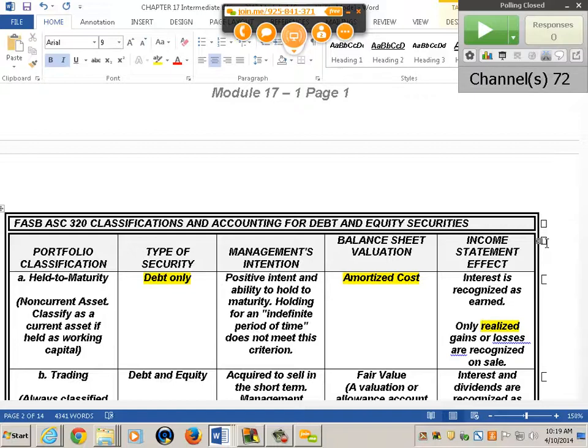Any questions on the held to maturity? Now again, debt securities could be in any one of these three, but in order to be in the held to maturity category, it has to be proven, or at least management has to convey their intention to hold and their ability to hold it until maturity.